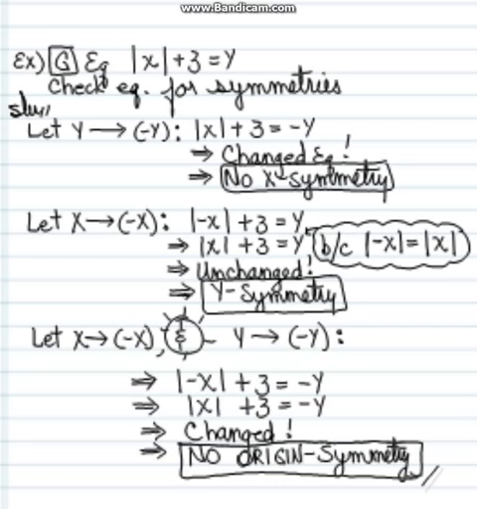So only the situations where the substitution caused no change to the equation when we simplified it, those are the only conditions under which we have symmetry.